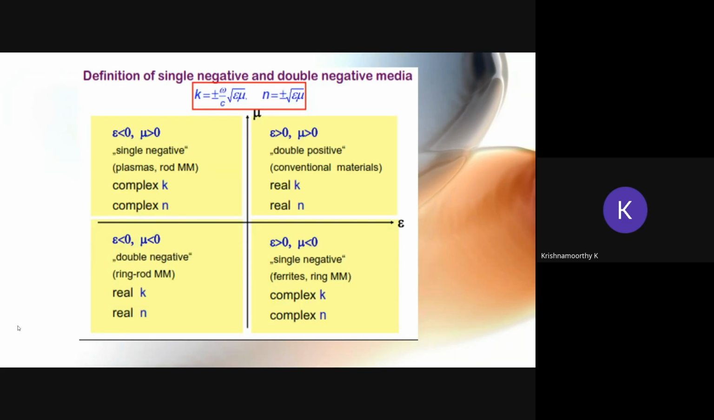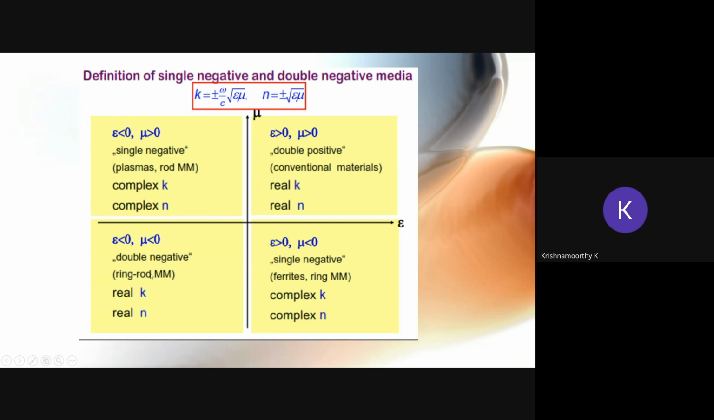So why are we interested in this k and n, the propagation constant or wave vector and the refractive index? We are able to manipulate the electromagnetic wave, whatever characteristics we want, for example polarization conversion, beam focusing, and beam tilting. All of these characteristics we can easily manipulate in the electromagnetic wave to achieve the desired behavior, by controlling k and n, that is, by controlling epsilon and mu.